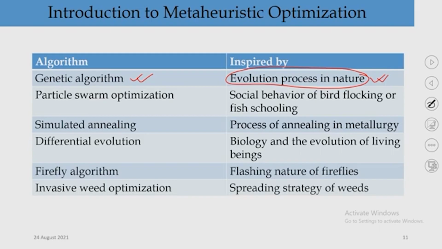Similarly, there are some other algorithms. This one is particle swarm optimization, based on the social behavior of bird flocking or fish schooling. How do they search for food? Then similarly, simulated annealing is inspired by the process of annealing in metallurgy.